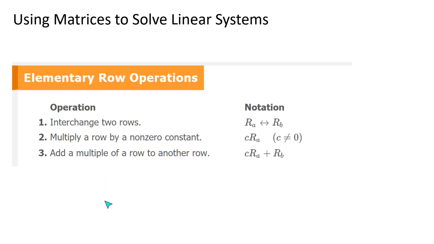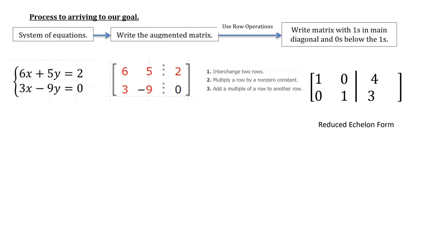When you're working with a matrix, you can switch rows, you can interchange them. You can multiply a row by any non-zero constant. You can add a row to another row, or a multiple of a row. So let's practice with some of those here in a little bit.